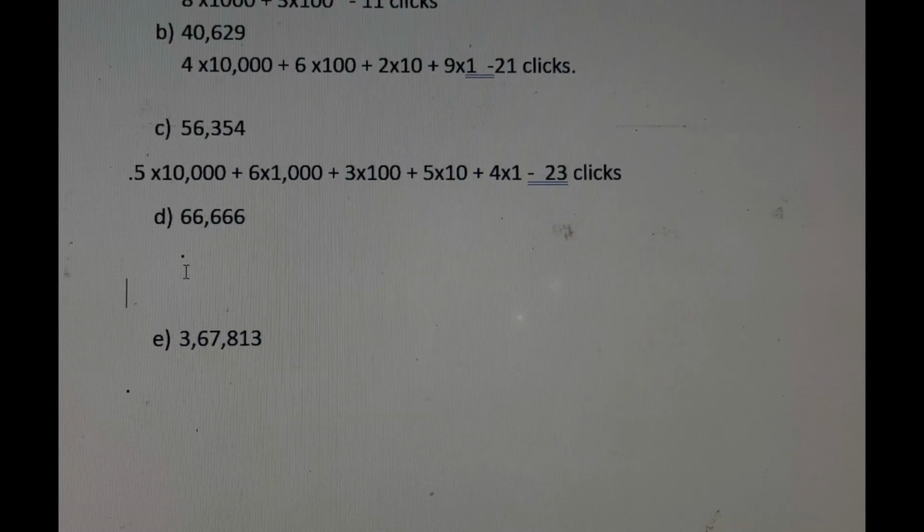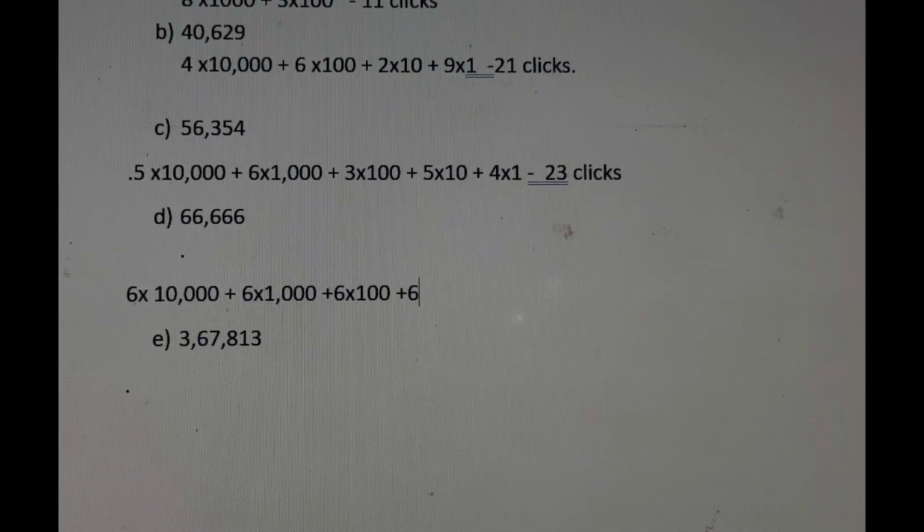Now the next question is 66,666. So 10,000 button 6 times. Then thousands button also 6 times. Hundreds button also 6 times. Tens button also 6 times, and even ones button is 6 times. Now here, find out the number of clicks. It's easy, all digits are same. There are 5 times, so 6 5s are 30 clicks.